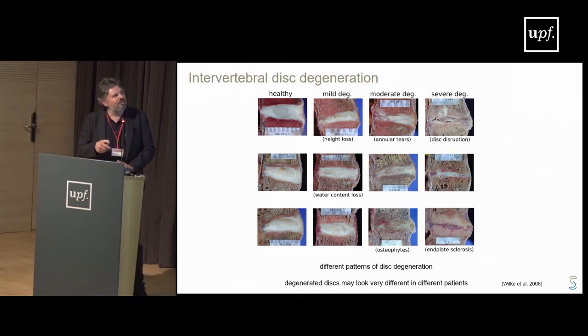We can have height loss, we can have some tears inside the disc, or even complete disruptions, or sclerosis of the end plates, or osteophytes, which are these bony beaks that basically grow in order to try to stabilize the spine. And it's very important to note that these discs may look very different in different patients. So there's a huge variability in how disc degeneration can be seen in different patients.